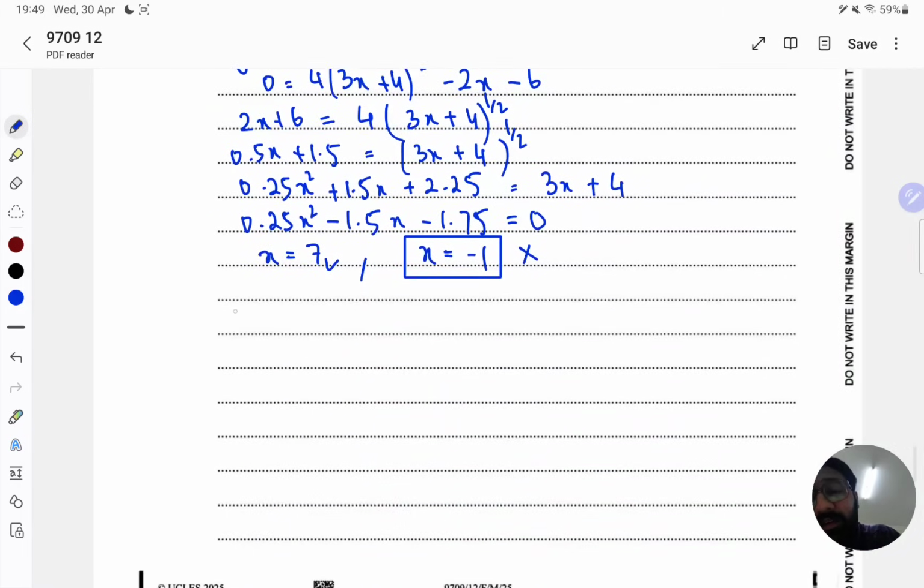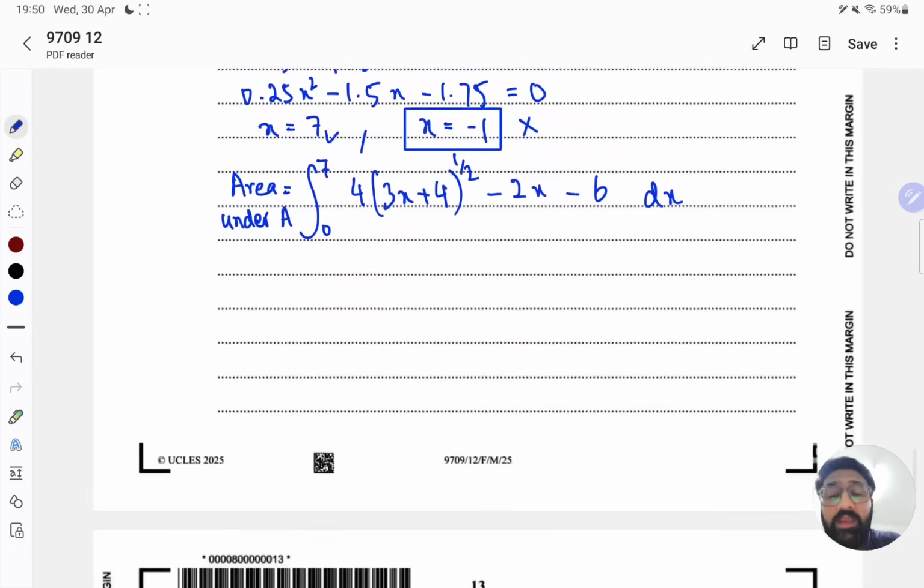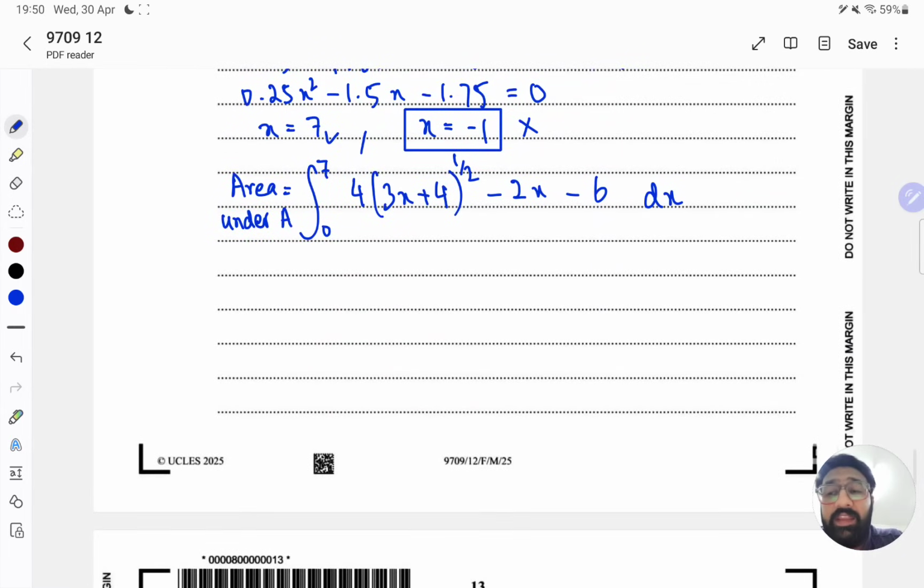So area under the curve, area A, can be calculated by doing integration. The limits are from 0 to 7 and the curve is 4(3x + 4)^(1/2) - 2x - 6 dx. So if we need to do the integration, we have to have the differentiation of the bracket outside. So it will be 4 divided by 3.